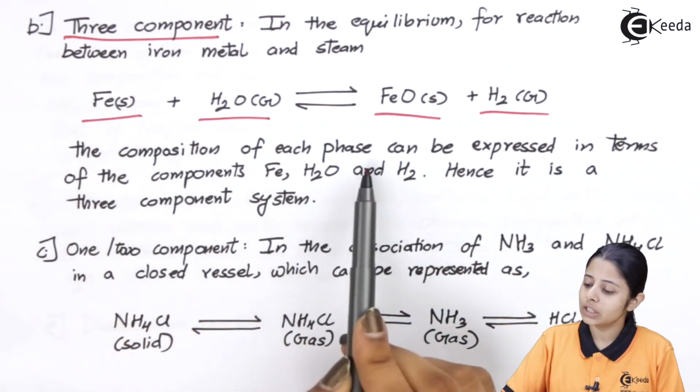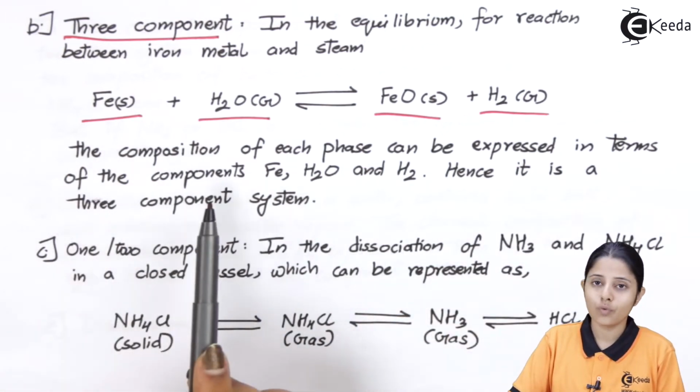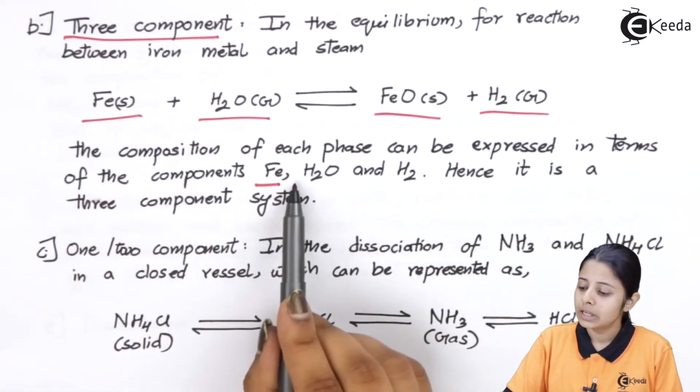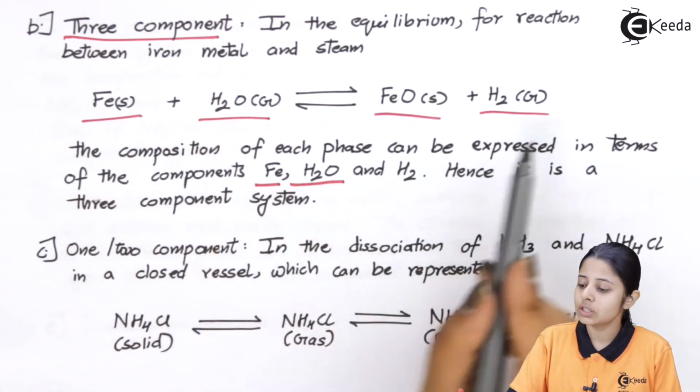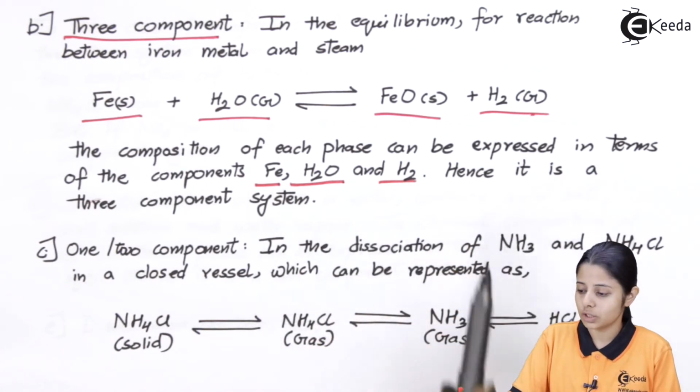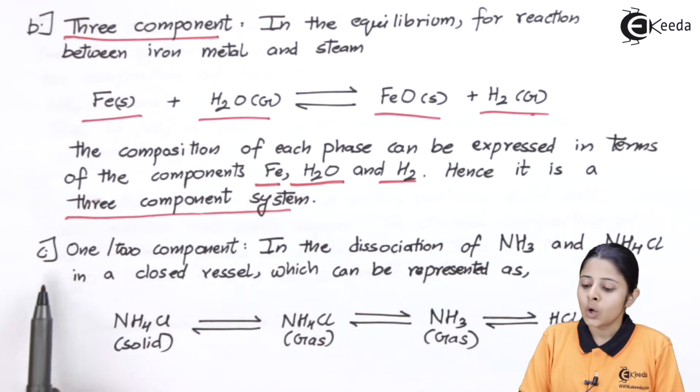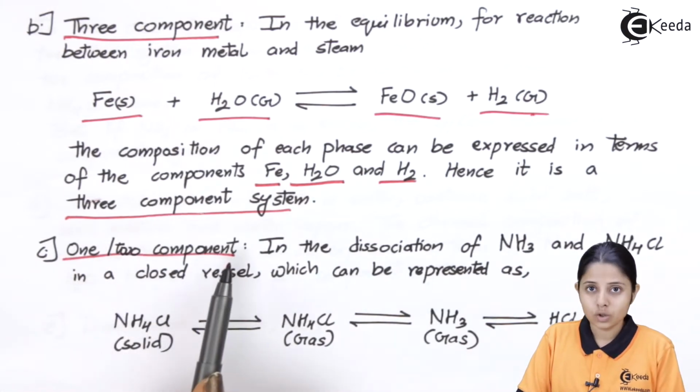The composition of each phase can be expressed in terms of the following components. I can express it in terms of Fe over here, which is a solid, H2O over here, which is gaseous, and H2 over here, which is also gaseous. Hence, it becomes my 3 component system. Moving on to 1 or 2 components.